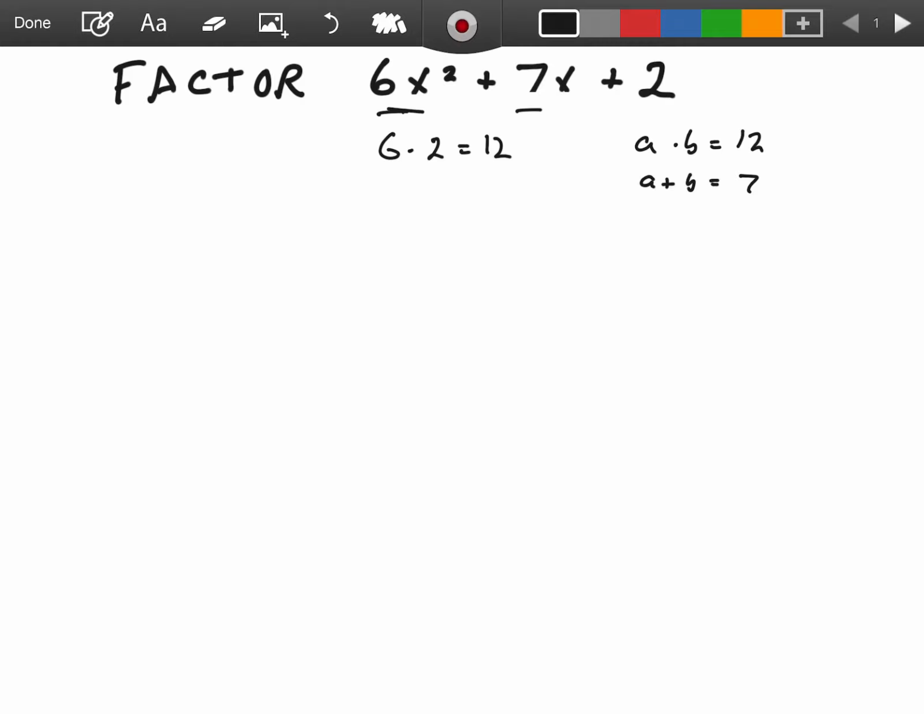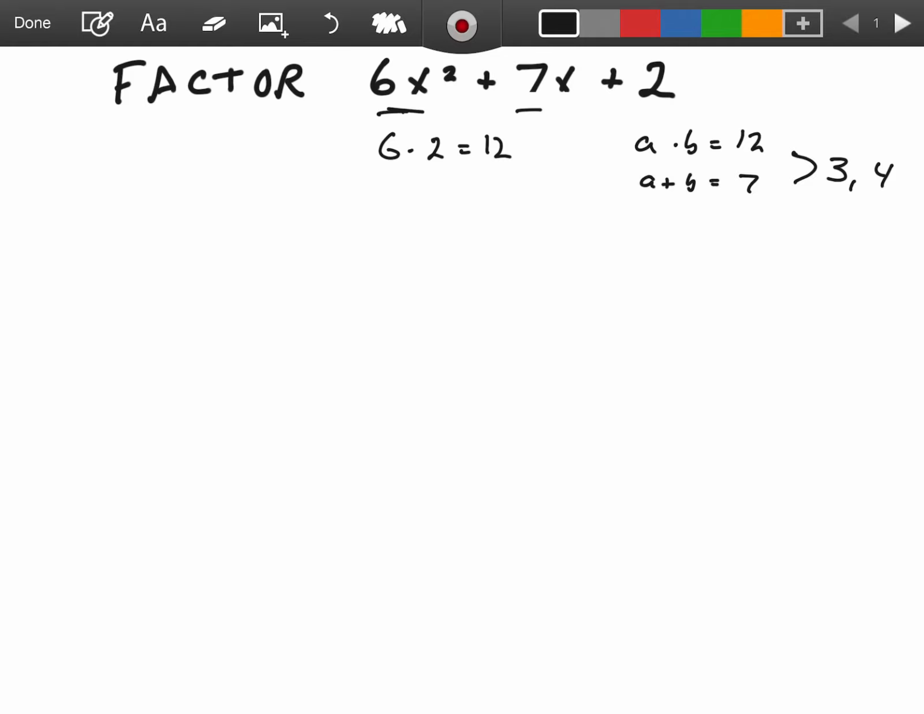That's what I'm really looking for. I don't have to solve that equation, but we can see that 3 times 4 equals 12 and 3 plus 4 equals 7. So the answers here would be 3 and 4, the two numbers to use. Now that's going to be the clue. Once we've done that, we can start factoring.